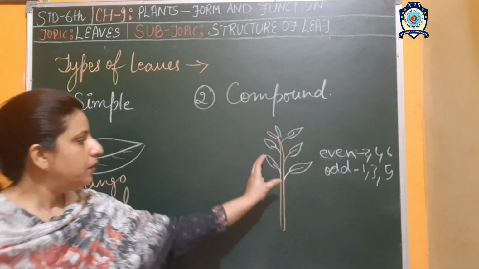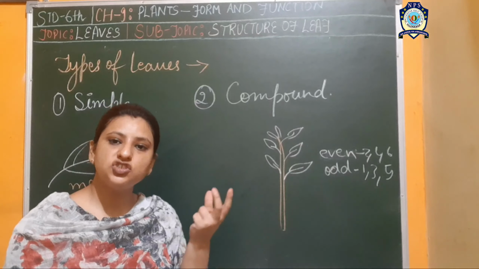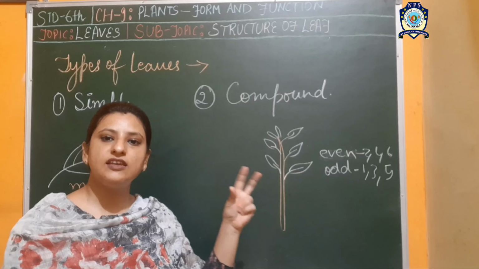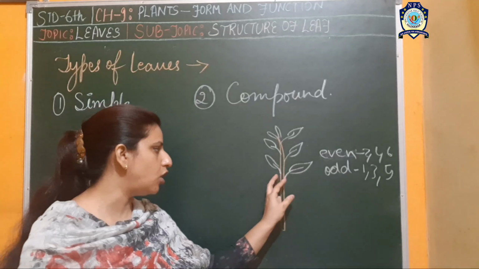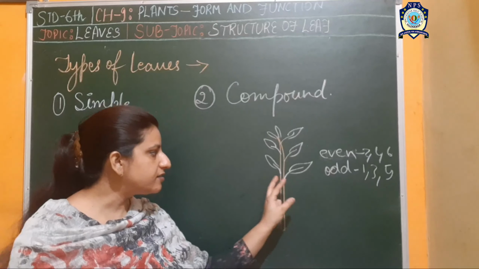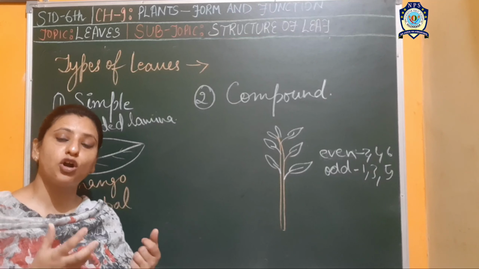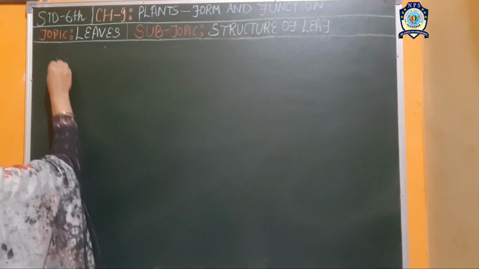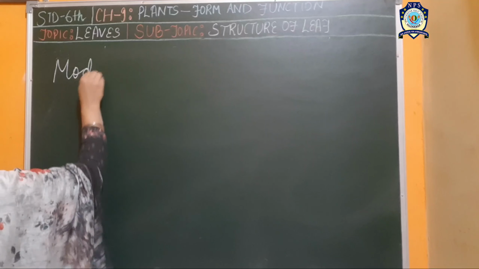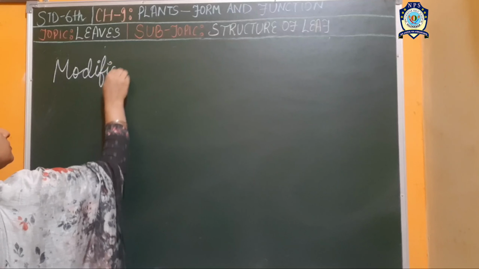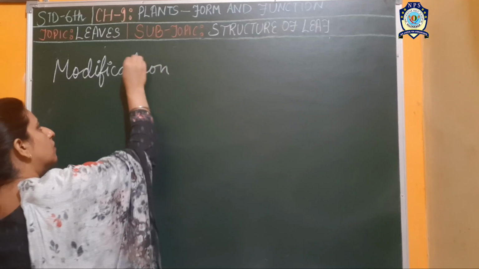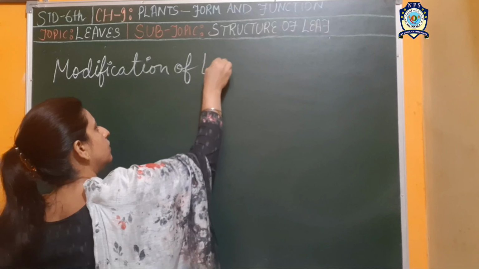So in compound leaf, a bunch of leaves are present on a common point, and these leaves may be even in number, may be odd in number. But now we will discuss the modification of the leaves. Modification of leaf.